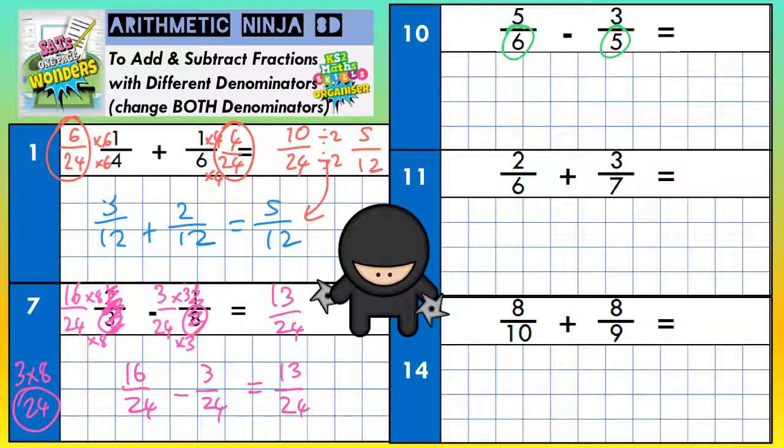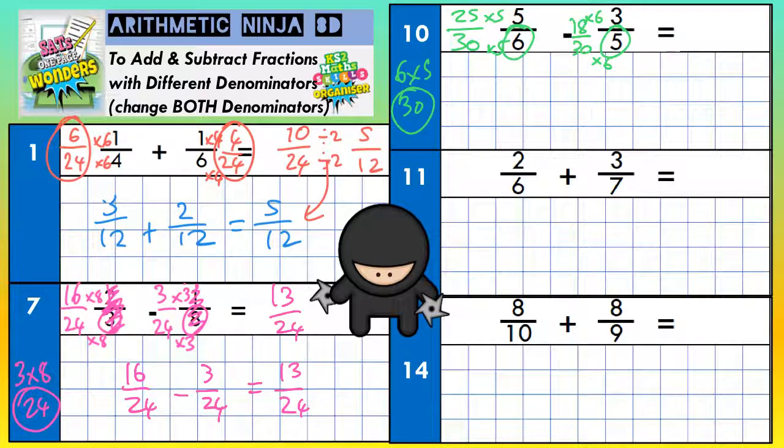If you can't spot it straight away, just do 6 times 5, which is 30, and 30 will be a common denominator. So if we make 6 into 30, that's going to be times 5. So do the same on the top. 5 times 5 is 25. And to change 5 into 30, that's times 6. So do the same on the top, times 6. 3 times 6 is 18.